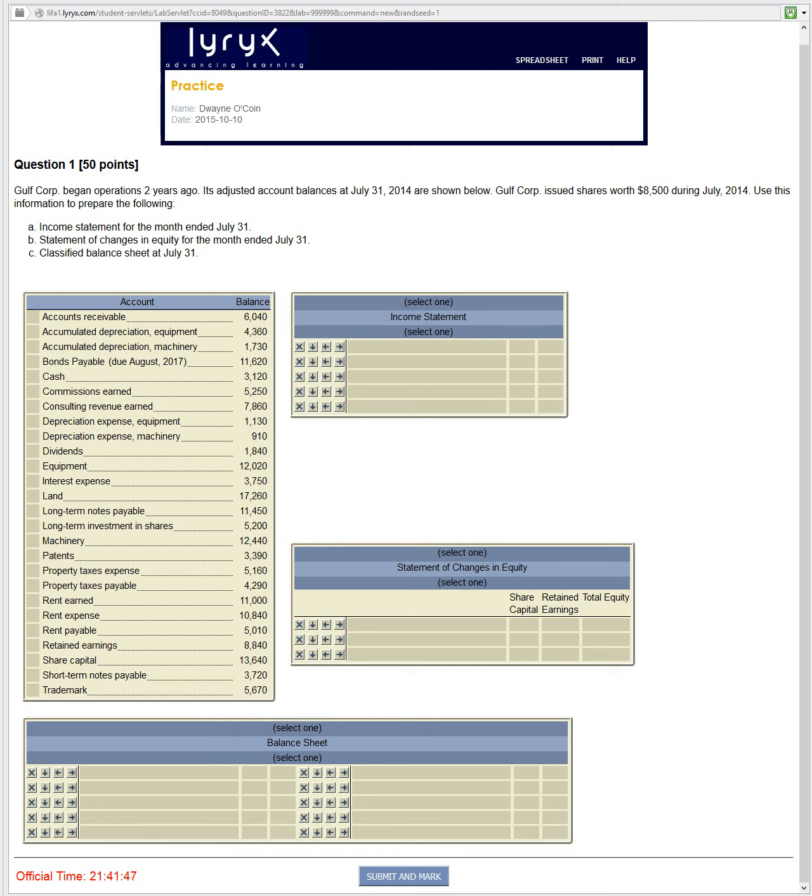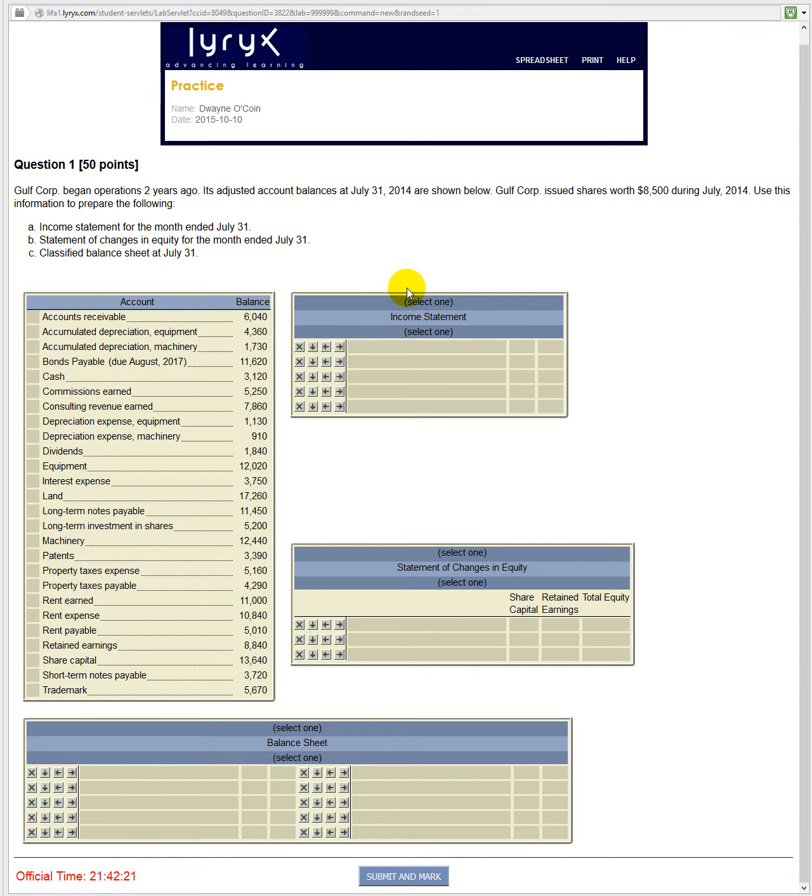Okay, welcome back. This is the Lab 4 review, labeled as Financial Statement Challenge. Here we're doing pretty much the same as the regular question, except now we've been in business for 2 years. We began operations with Gulf Corp 2 years ago, and the adjusted balances are shown at July 31st, 2014, and it tells us that Gulf Corp issued shares worth $8,500 during July 2014.